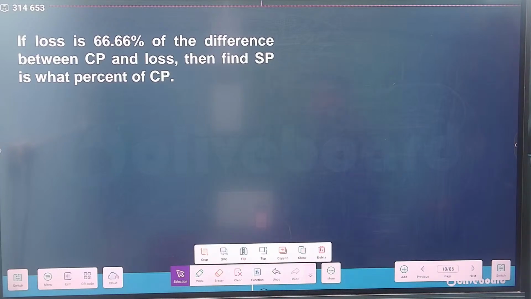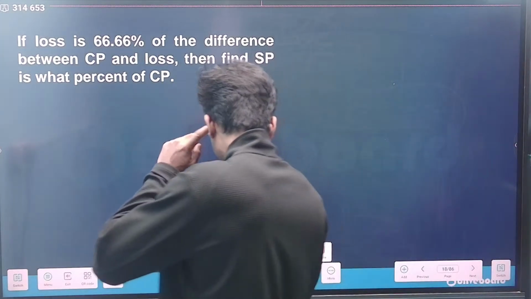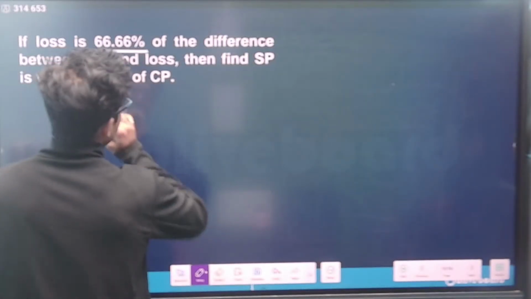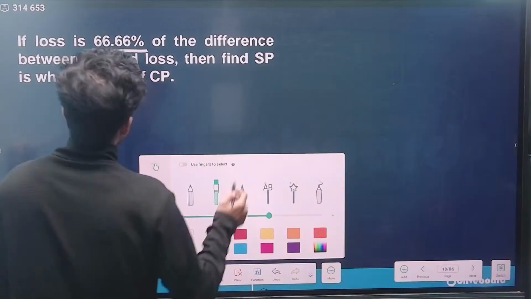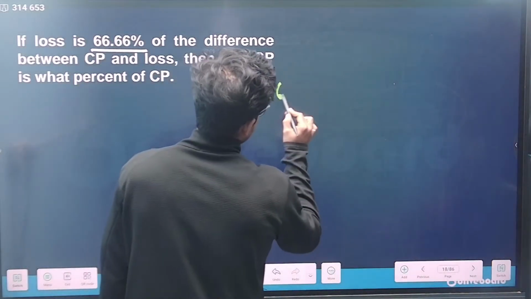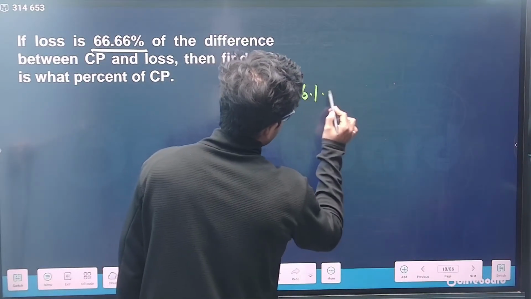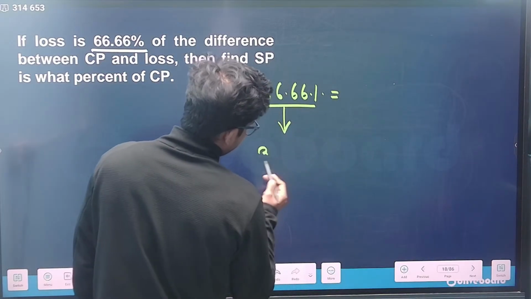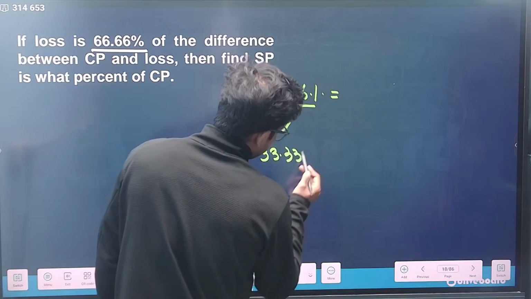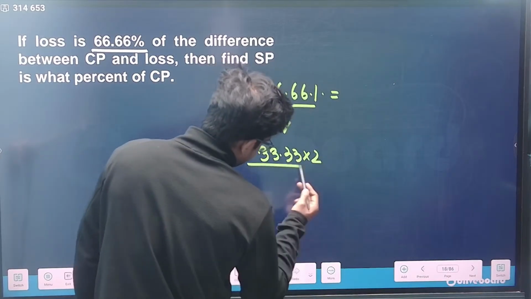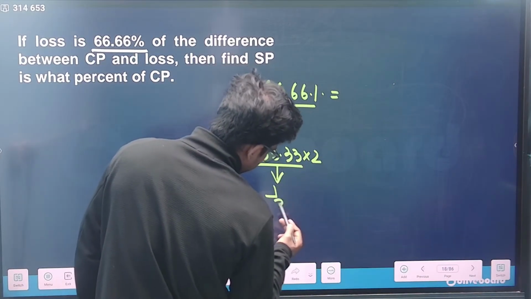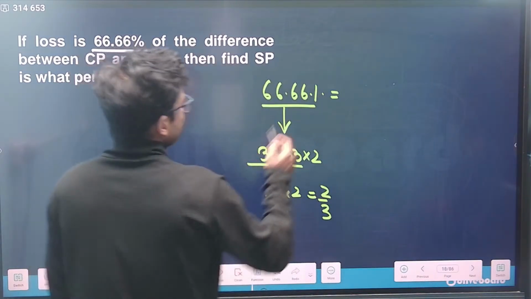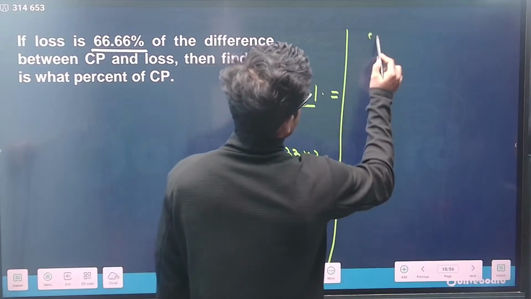Same question. So we'll solve it now. See how we can solve this question. For the ratio method, you need to understand what this 66.66% is known as. So 66.66% is basically, just try to learn this part, 33.33% multiplied by 2, and we know that 33.33% is 1 by 3, multiplied by 2. So basically this is 2 by 3.